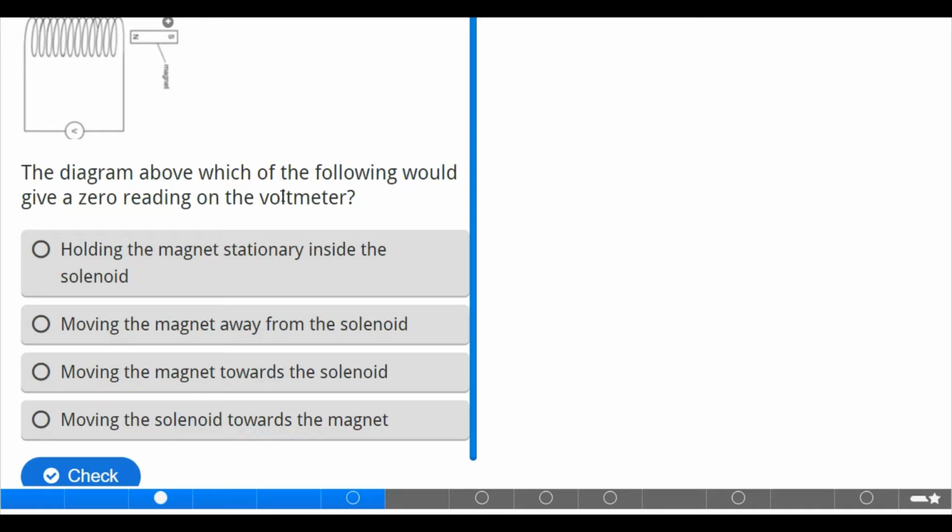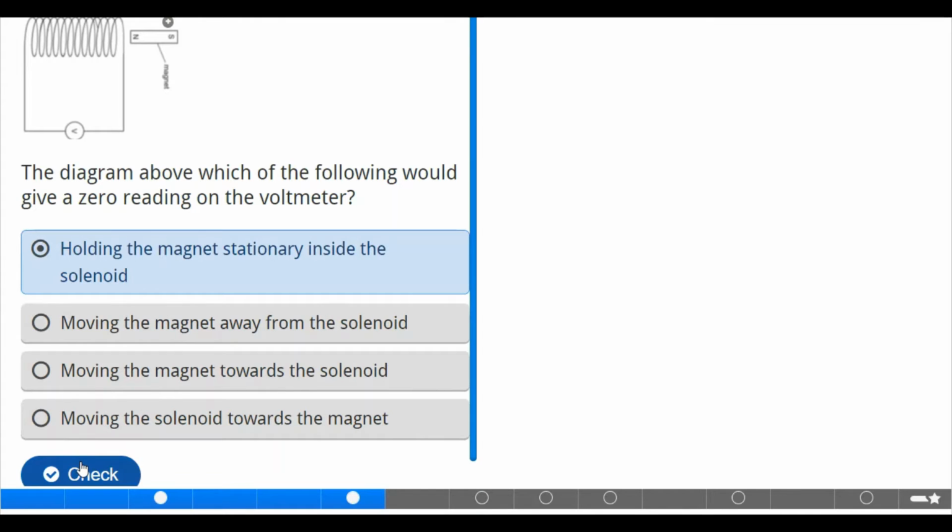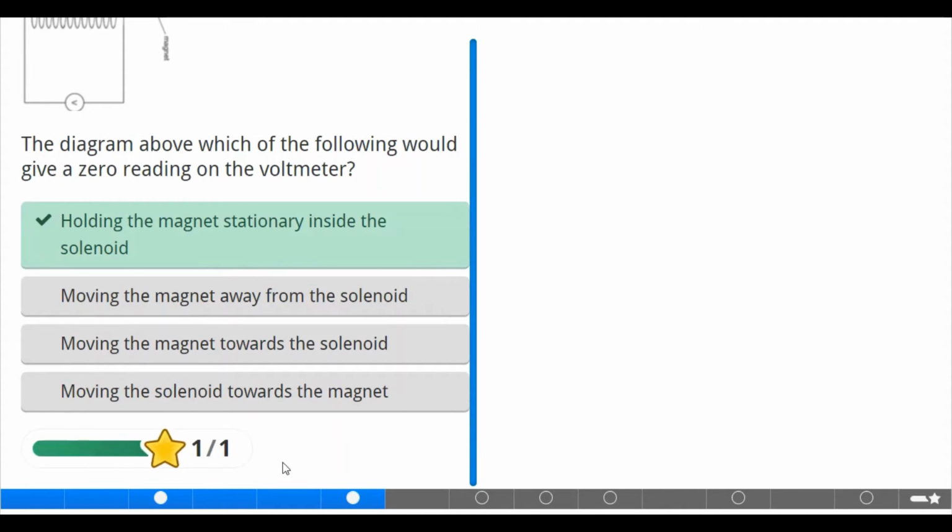So let's look at other options. Moving the magnet away from the solenoid, that is not possible. Moving the magnet towards the solenoid, not only that, it has to be removed immediately. It goes in and comes out, goes in and comes out. Then moving the solenoid towards the magnet, that's not feasible. So you have to hold the magnet stationary inside the solenoid if it is to give a zero reading on the voltmeter. So let's check. That is it.